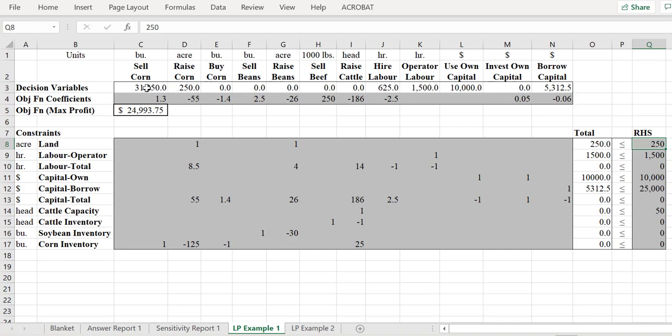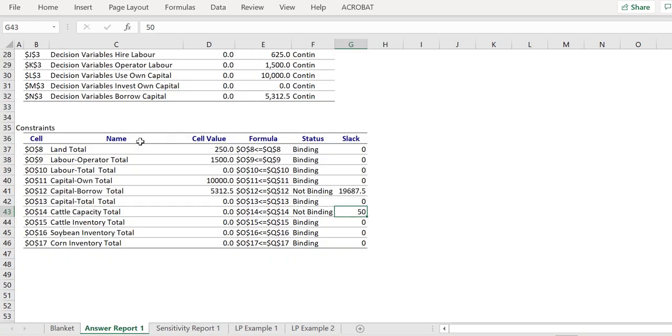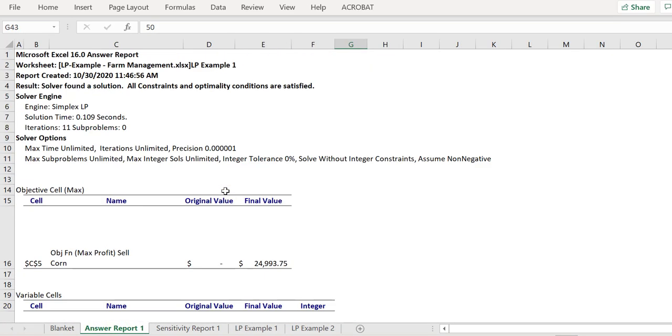I think I mentioned something wrong here. This is not the acres of corn raised. This is actually the bushels of corn sold, and this value is the acres of land used to raise corn, which is 250. So that's the information you can get from the answer report.